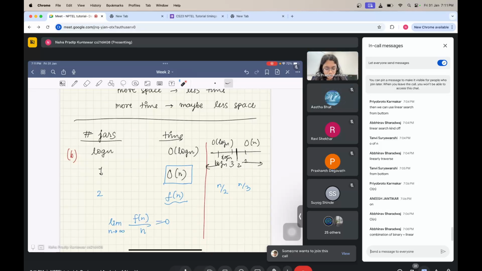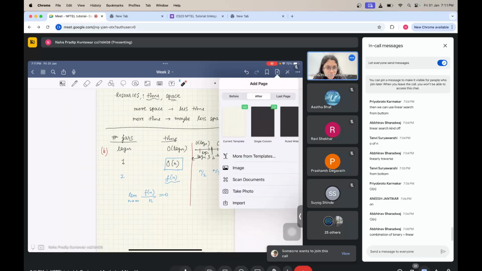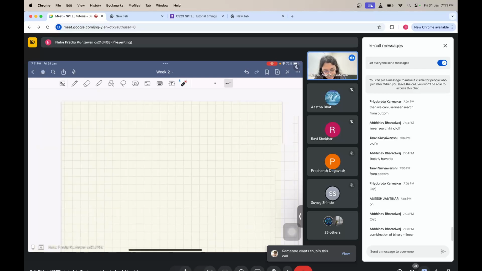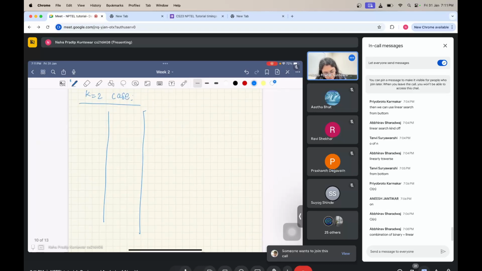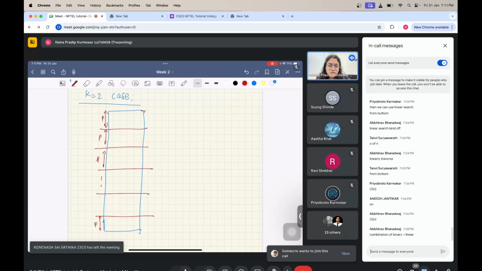Okay, got it. So let's look at the algorithm that was mentioned. Let's say we are dealing with the k equals 2 case. So what he says is, you have this ladder, and what we're going to do is partition it into, let's say, p many parts. So this is a p sized sub-ladder, this is again a p sized sub-ladder, and so on. Okay, so let me ask this: if I divide it into p size each, how many partitions have we made?